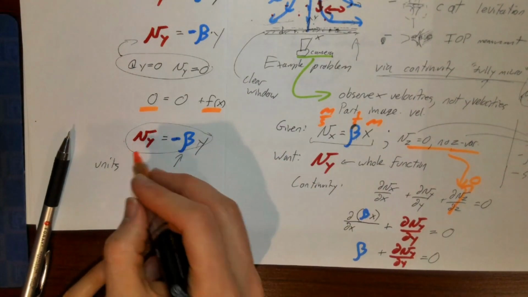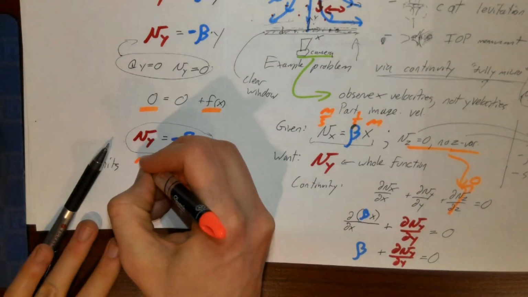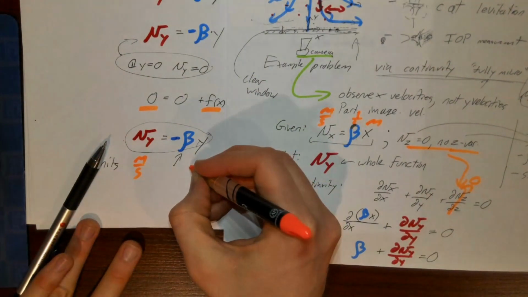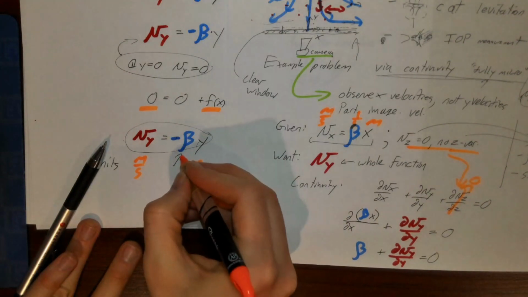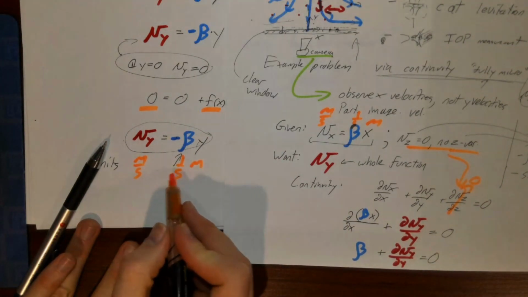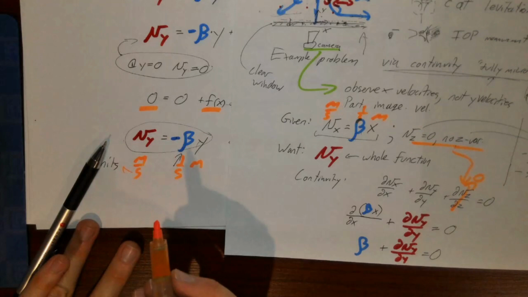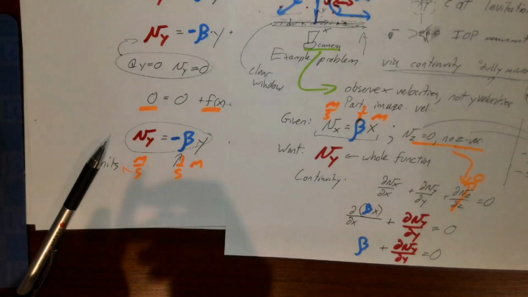And then if I plug that in here, it's basically the same story. Vy has to have units of meters per second, y has units of meters, and beta still has units of 1/seconds. So the units check out as well.